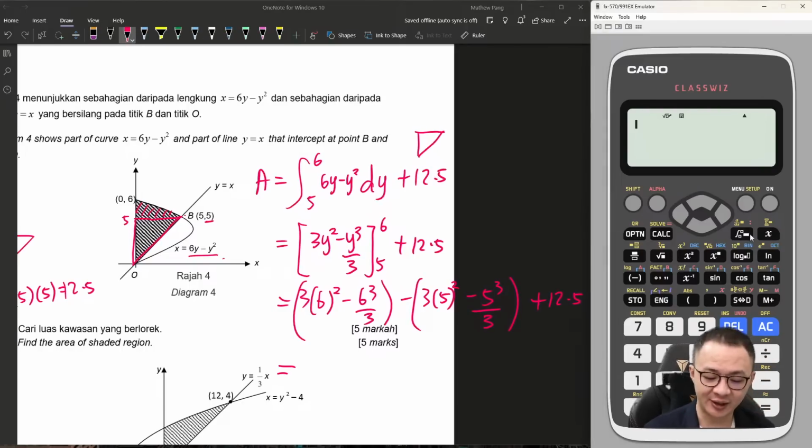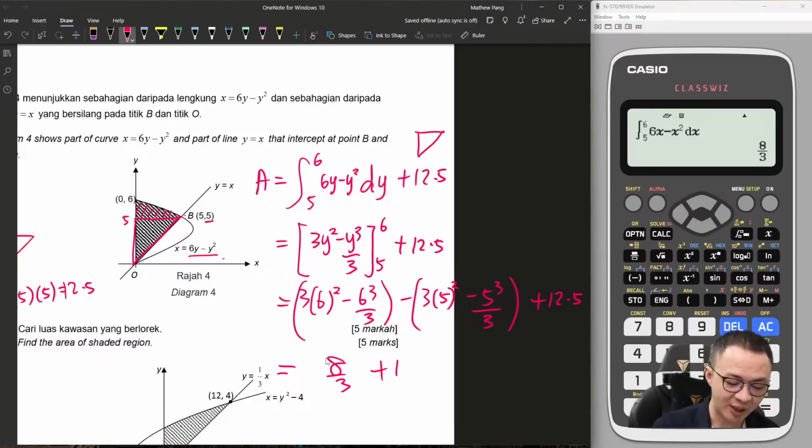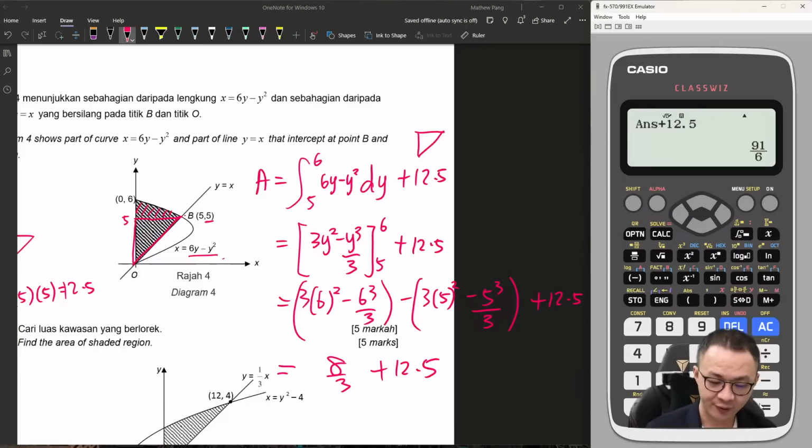Okay, then yeah, this one I play some cheat already. So this one is 6x minus x squared, from 5 to 6. So I just assume I typed it already. I got 8 over 3 plus 12.5. So plus 12.5. 5 marks, just like that. Yeah, you can leave your fraction, no problem. 91 over 6. Okay, if you want, you just write the unit squared.